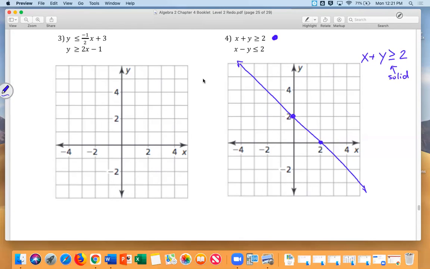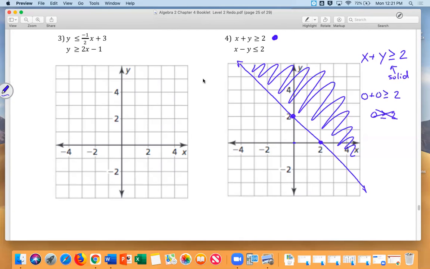And if I plug 0, 0 into this, and it holds true, then I shade on the side of 0, 0. If it's false, like in this, because 0 is not greater than 2, this is not true. Notice 0, 0 was over here, and because it didn't hold true, I shade above. If it were true, I would shade on the side of 0, 0.